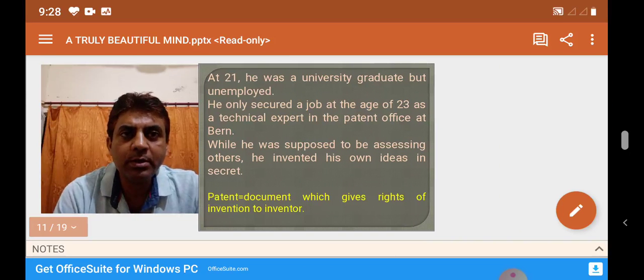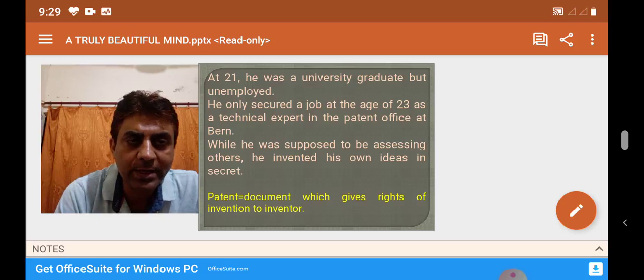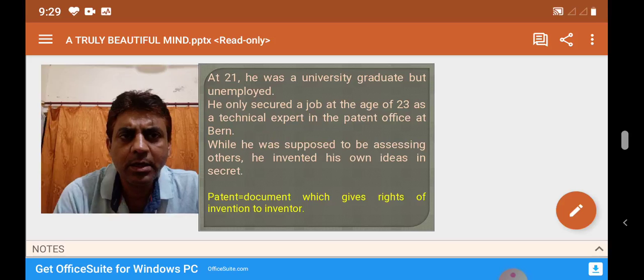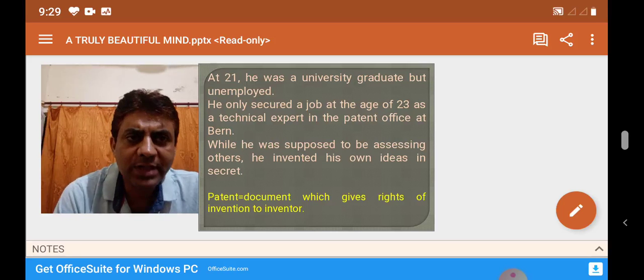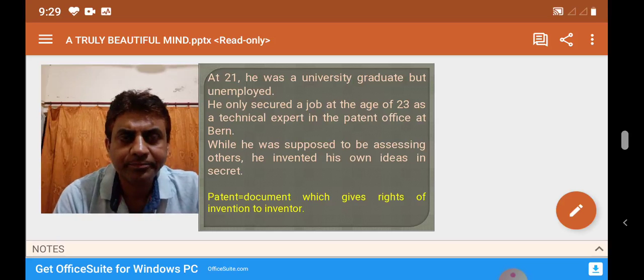At 21, he was a university graduate but unemployed. He only secured a job at the age of 23 as a technical expert in the patent office at Bern. While he was supposed to be assessing others, he invented his own ideas in secret. Patent means a written document which gives rights of invention to inventor.